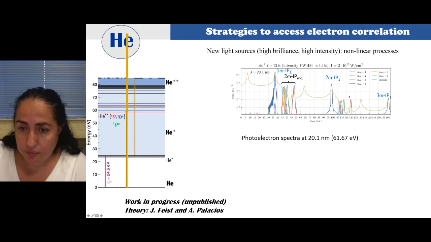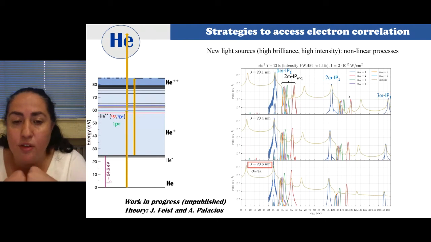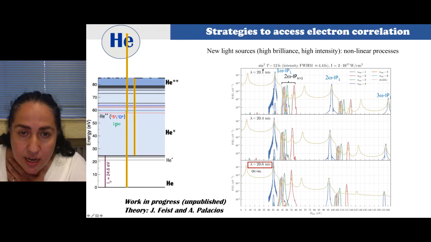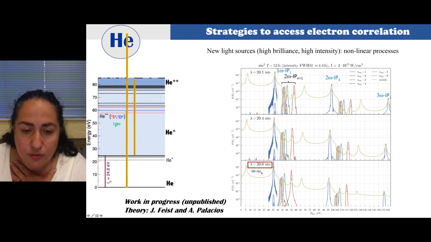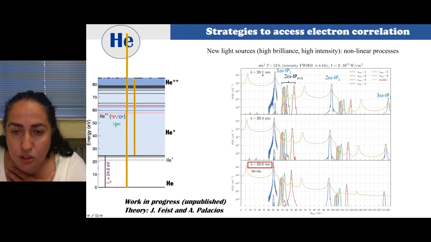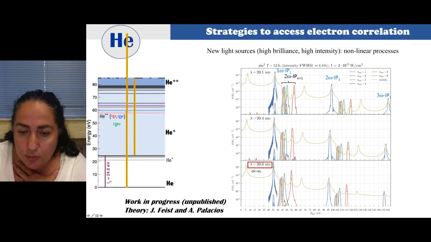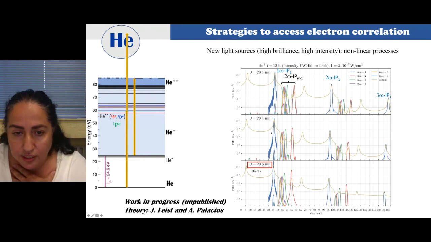And the interesting part is that now we can change the laser parameters in a quite accurate way in free electron lasers. What I'm showing here now are different results for slightly different central frequencies of the pulse. And of course, we see that these peaks are slightly shifted depending on the energy.